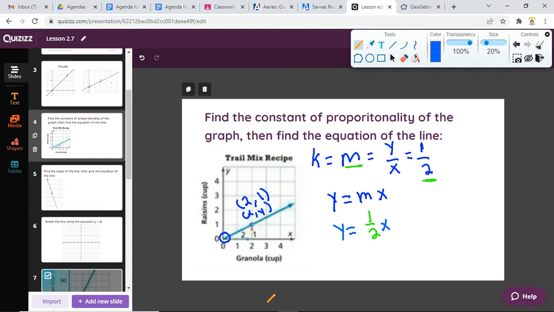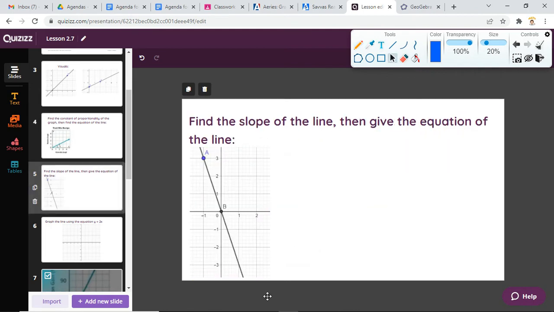So basically what we're learning today, guys, is very straightforward with what we have been doing. We're finding the slope of a line, and then we're plugging that into our equation, y is equal to mx. All right, let's go on to another one here. We want to find the slope of the line and then give the equation of the line.